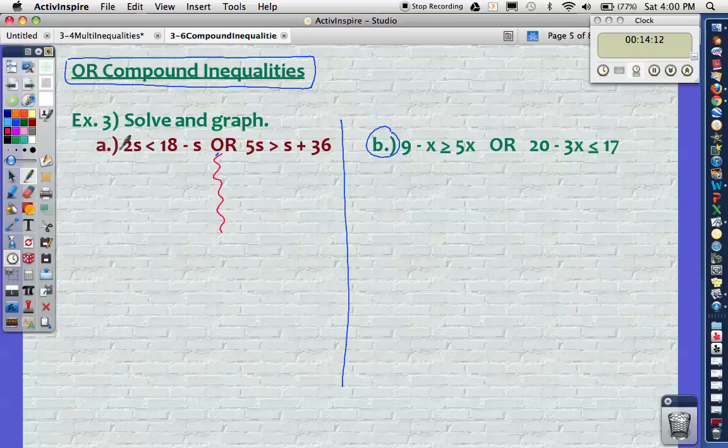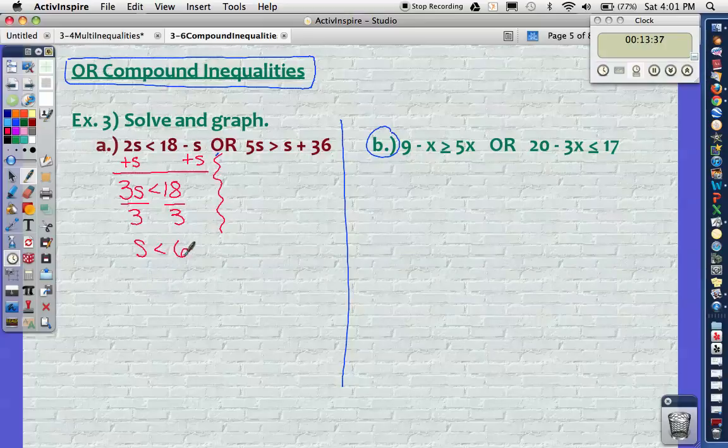On the first one here, I would want to combine my like terms. Notice I have a variable on both sides, so let's get them together. If I were you, I would take it to the side where there's more. So here I have 2s, here I have a negative 1s. I'm going to add s to both sides. That way it stays positive. We have 3s is less than 18 now. To isolate my variable, I would undo multiplication by dividing by 3. And I have s is less than 6.